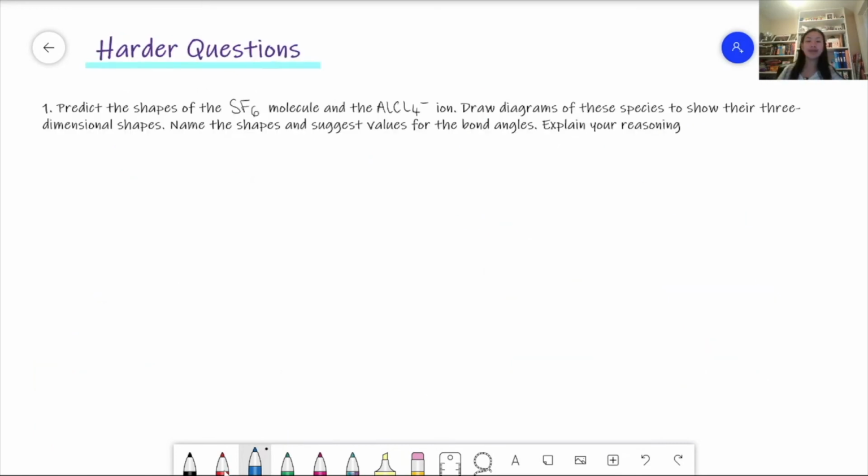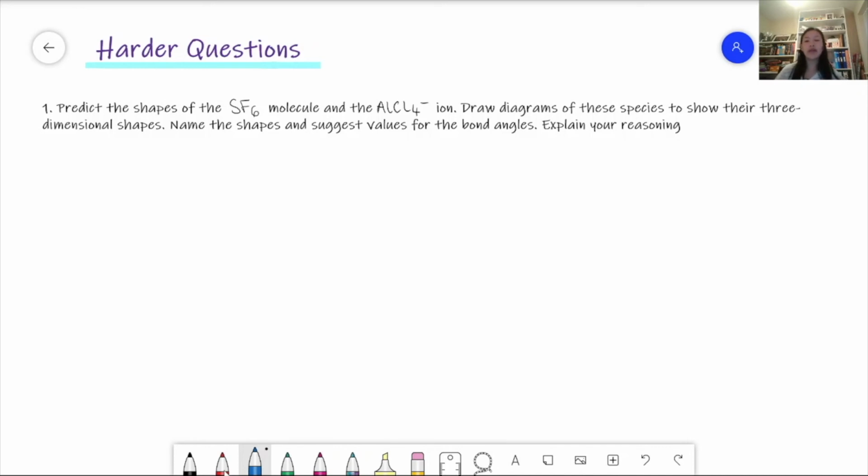Hi everyone, thanks so much for joining me for this video. We're going to look at a harder question for the topic of shapes of molecules. So the question is to predict the shapes of the SF6 molecule and the AlCl4- ion, to draw diagrams of these species to show their 3-dimensional shapes, to name the shapes and suggest values for the bond angles with reasoning.